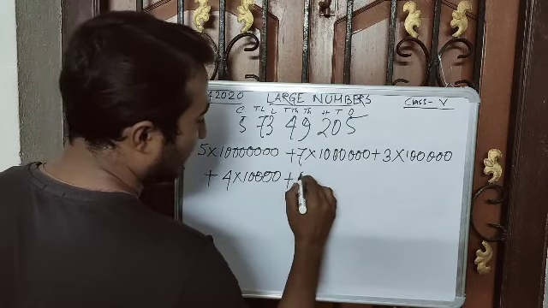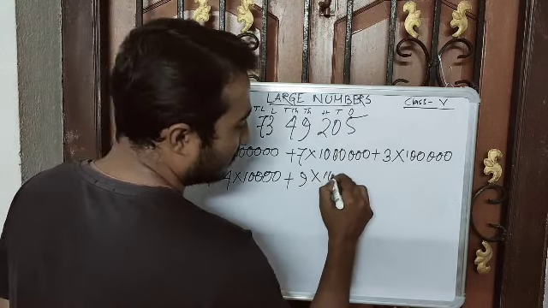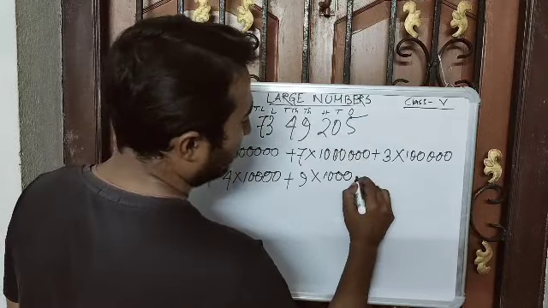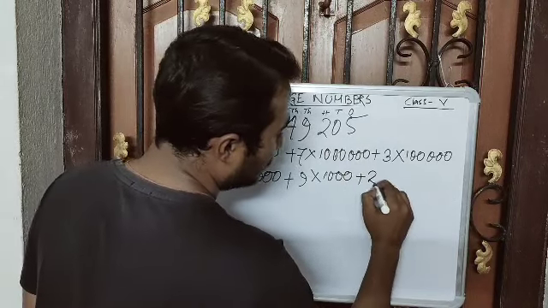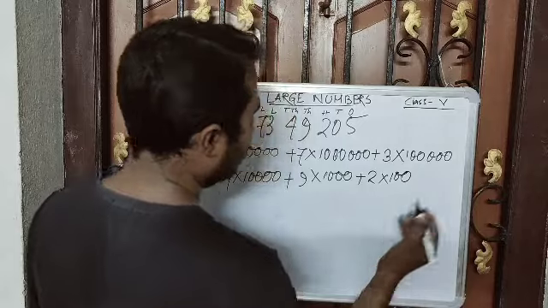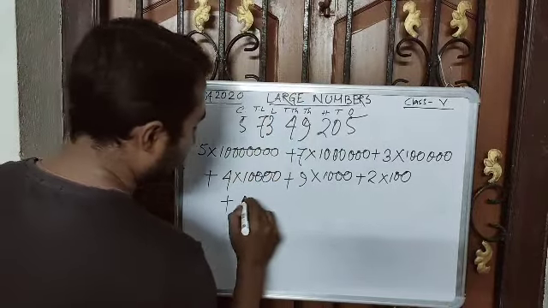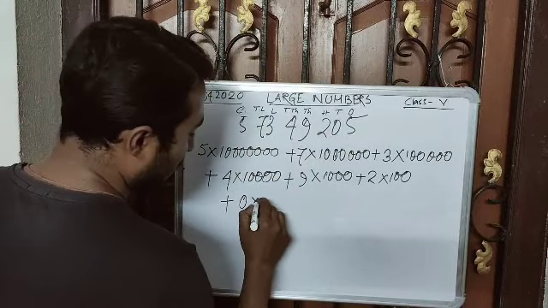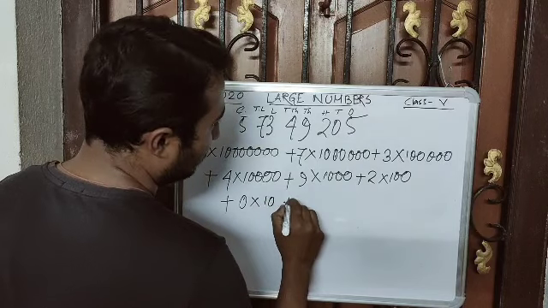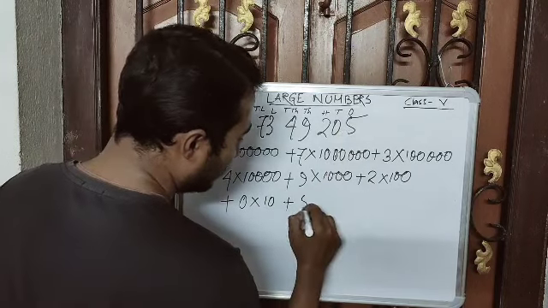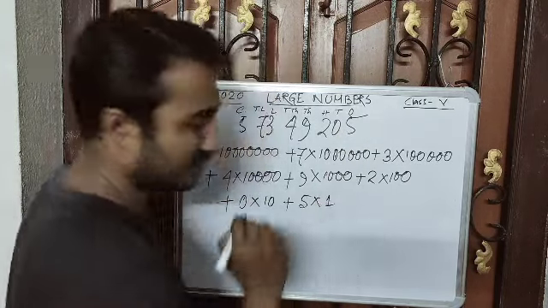plus 9 into 1,000, plus, this is the 100th place, so 2 into 100, plus 0, this is the 10th place, so 0 into 10, plus, this is the 1's place, so 5 into 1.